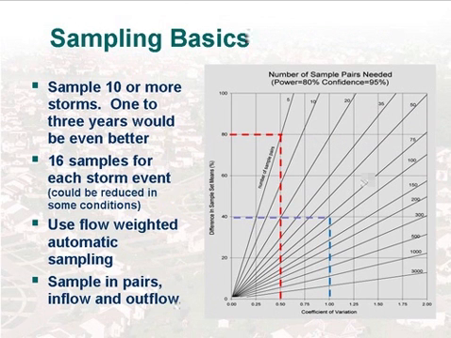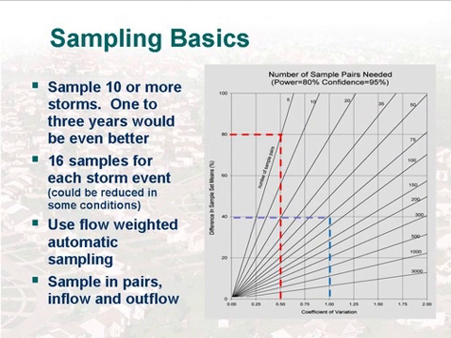This excellent graphic was actually developed by Professor Robert Pitt in Alabama. And this goes to the question of how many samples do I need to collect to be confident that there is a statistically significant difference between effluent quality and influent quality. Presumably, of course, we're hoping that the effluent quality is statistically significantly better than the influent quality.